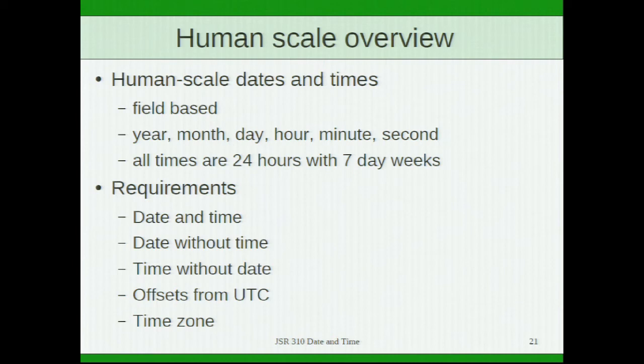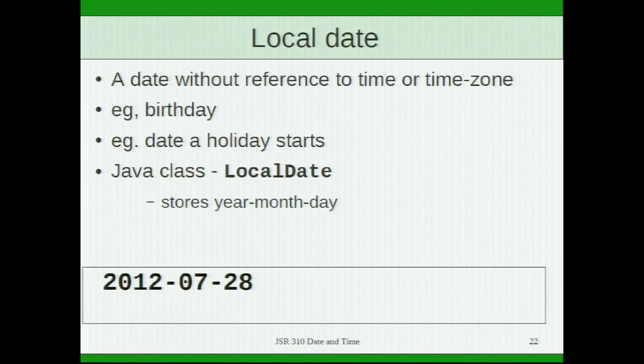So a local date. A local date is a reference to a date without any reference to times or time zones. So, you know, my birthday might have been the 1st of April 1900. I don't need to specify that I was born in, you know, London. I don't need to specify what time of day I was born. I'm just specifying the date. And that's great. So now we have a class that we can just store that information in. And that actually turns out to be one of the things we most commonly want to do in our applications.